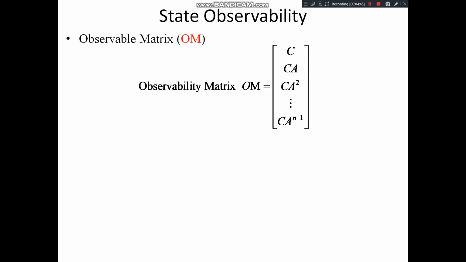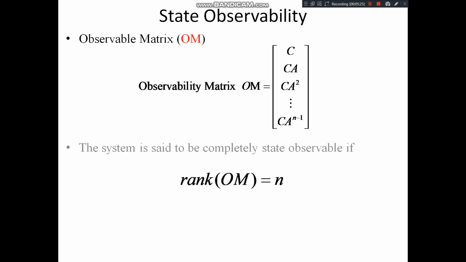This is the observability matrix given by Kalman. The observability matrix has n rows, with every row consisting of the vector C, then the multiplication CA, then CA square, and so on. We represent the observability matrix as C, CA, CA square, up to CA raised to n minus 1. This is the observability matrix for the system whose order is n.